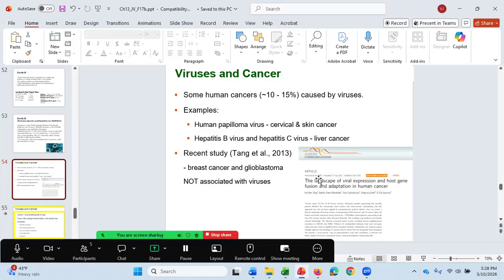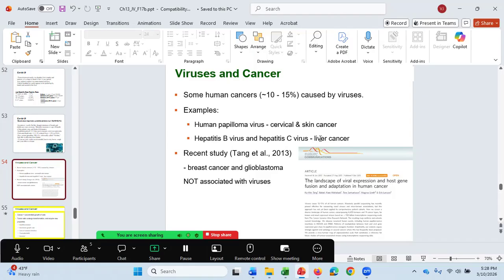Let's talk briefly about viruses and cancer. Some human cancers, around 10 to 15%, are likely caused by a virus. Now, it might be the virus gets the cancer started, doesn't totally explain the cancer, but about 10 to 15% of human cancers do appear to be caused by viruses. Like human papillomavirus, it's well known that it causes cervical cancer and skin cancer. And then hepatitis B virus and hepatitis C virus are well known to cause liver cancers.